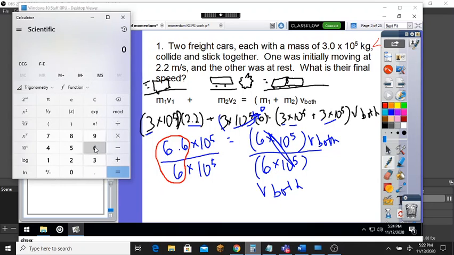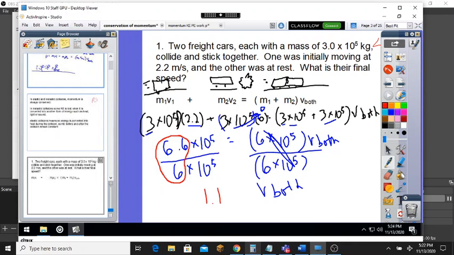6.6 divided by 6 is 1.1. Now I want you to notice also, what do you do with exponents when you are dividing? You're going to subtract them, right? 5 minus 5 is 0. So this is our answer. And there we go. That's our answer.